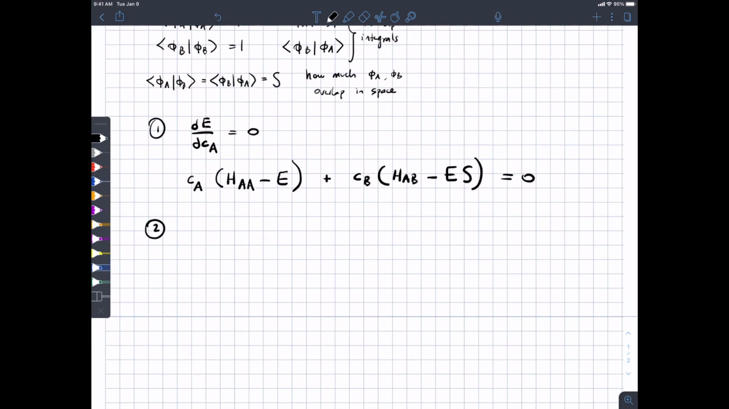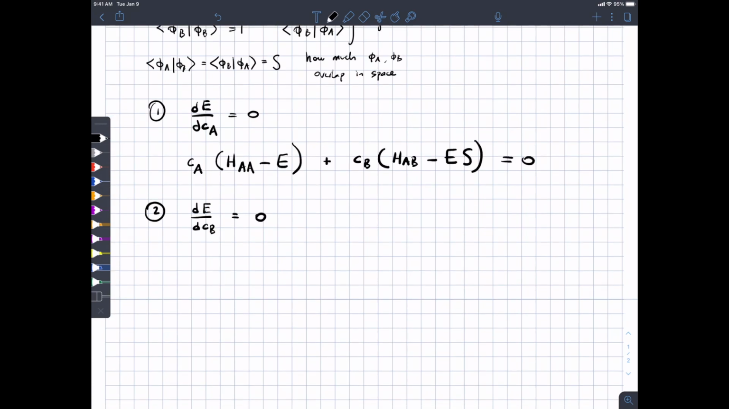Our second equation that we get is differentiating with respect to Cb. And again, I won't take you through that. If you want to see it, it's in the notes. But we get Ca times HAB, the resonance integral, minus ES. And then we get Cb times HBB minus E. And that's of course equal to 0.